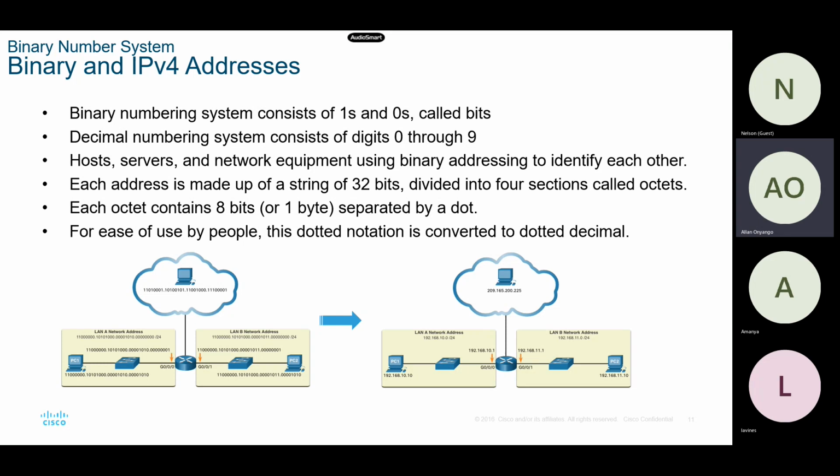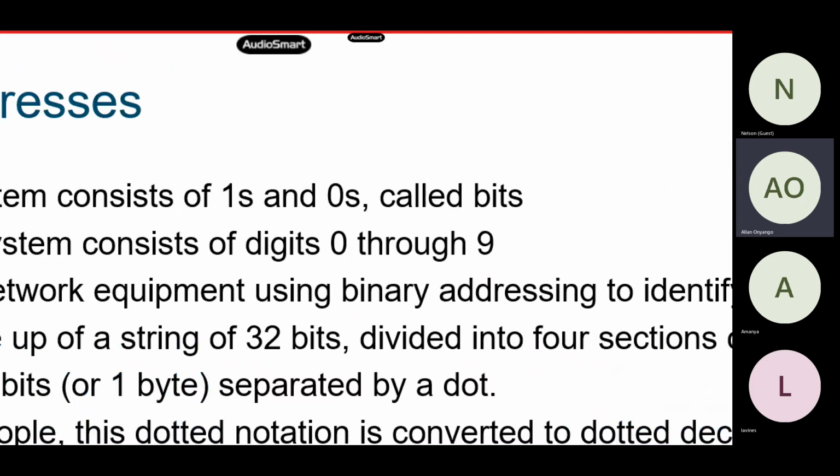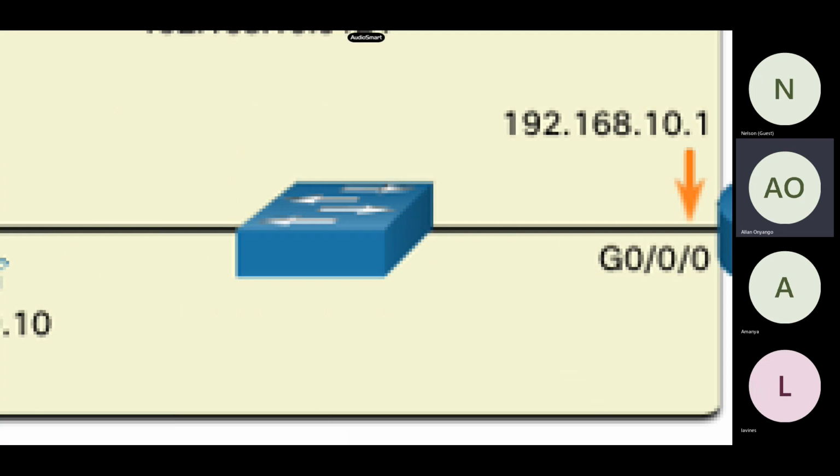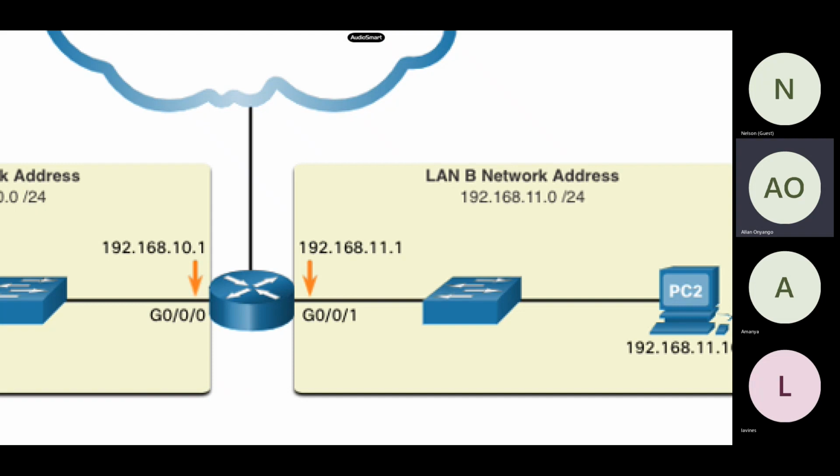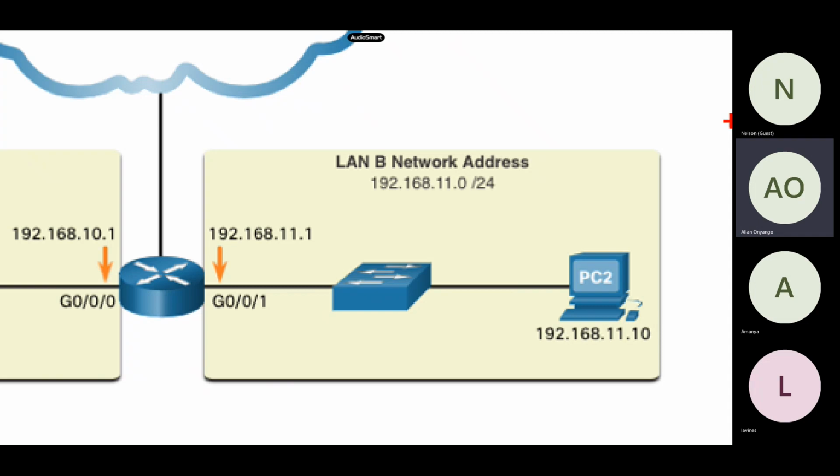Now, let me just try to make this clearer for you guys. Let me start with, how do human beings see the numbers? Human beings like you and me see numbers in form of decimals. For example, 192.168.1.1. That is an example of an IP address.